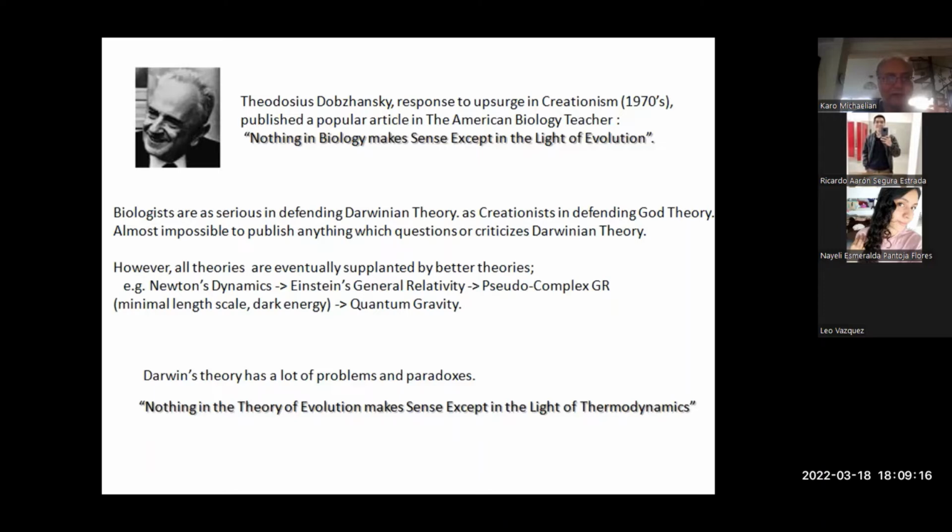However, we know that all theories are eventually supplanted by better theories. For example, Newton dynamics, or the laws of Newton, were eventually replaced with Einstein's general theory of relativity, which did much better in predicting some of the interactions between material bodies. And we know also now that Einstein's general theory of relativity is not the ultimate, that there is probably another research program, which some have called pseudo-complex general relativity, which takes into account that there is a minimum length scale.